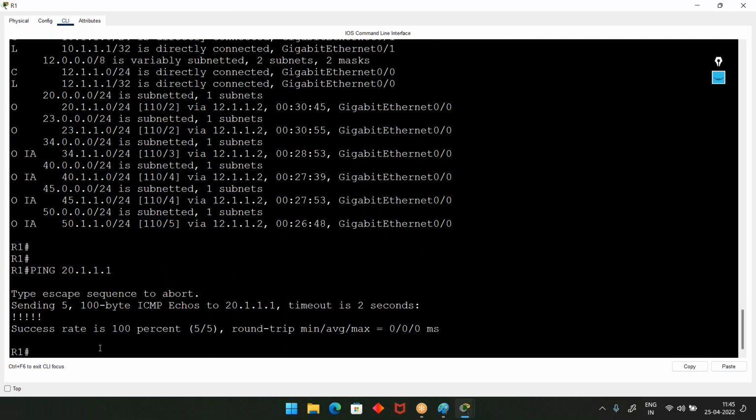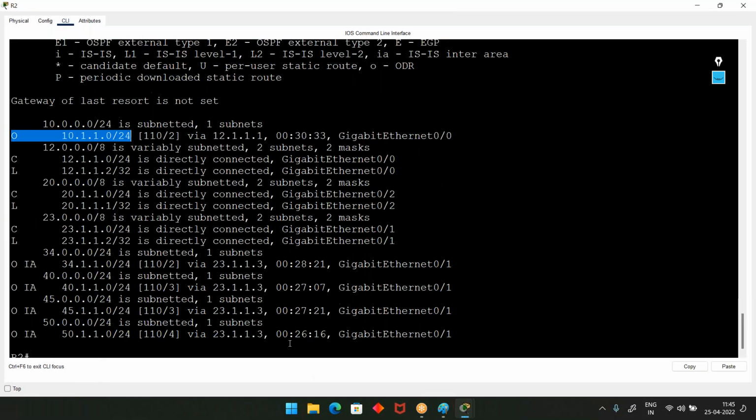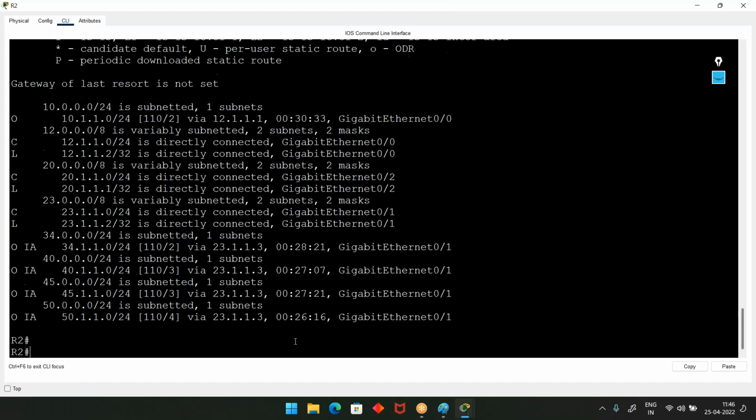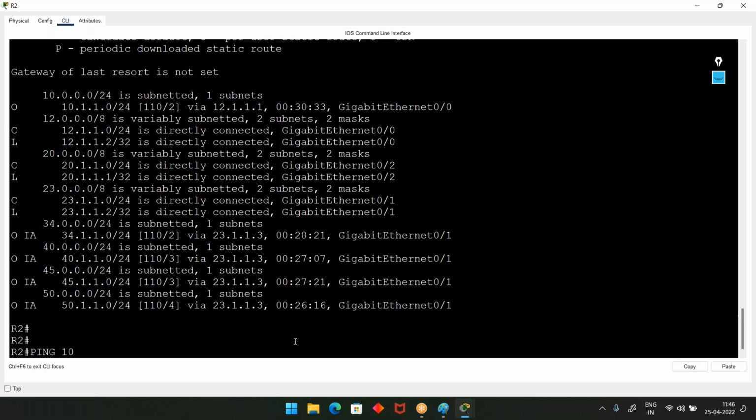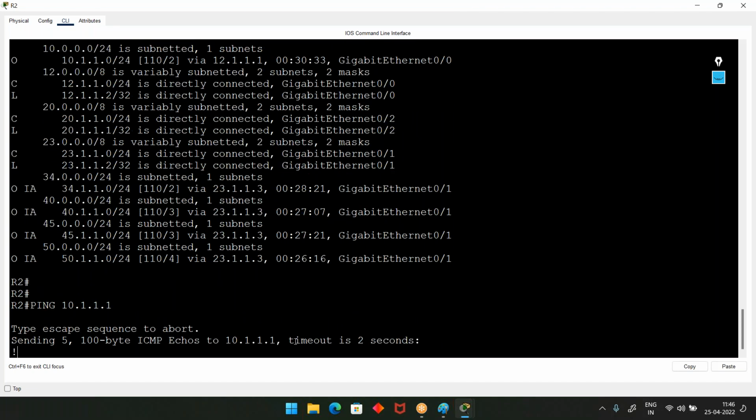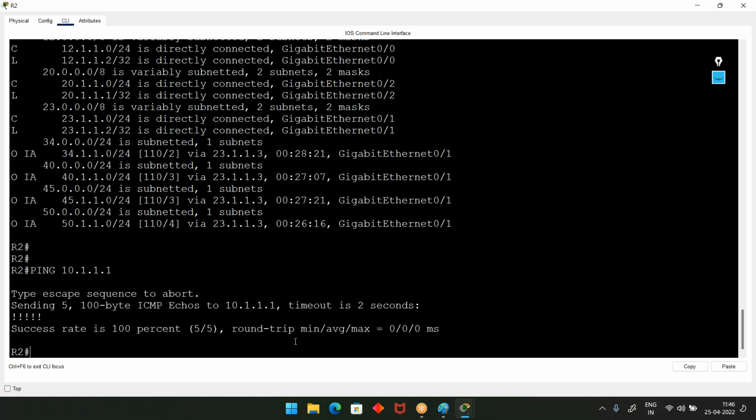You can check this. R1 can communicate to 20.1.1.1. Let's go to R2 as well. R2 can communicate to 10.1.1.1 as well. You can check this now. So they can communicate now.